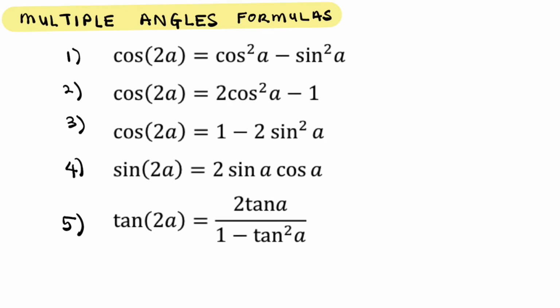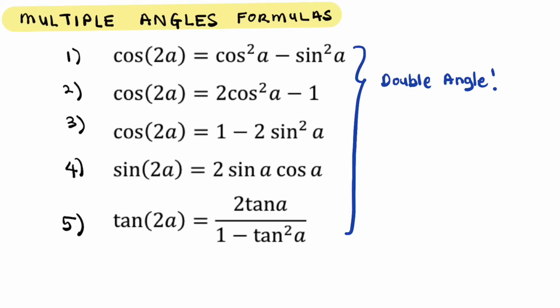Okay, now for sine there is only 1. So sine 2A equivalent to 2 sine A cosine A. And for tangent also only 1, which will be tangent 2A equivalent to 2 tangent A over 1 minus tangent squared A. Alright, so these are the double angle formulas. Okay, now let's look at an example of how you can apply the formula.